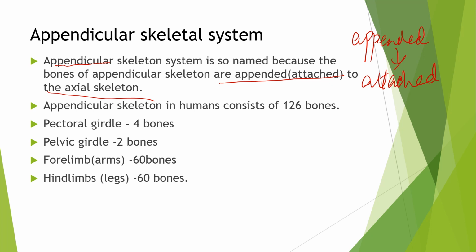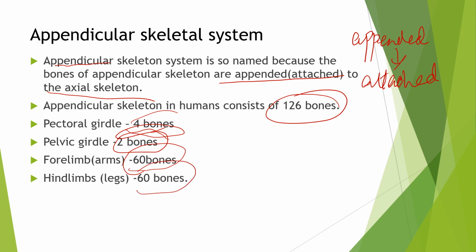So the appendicular skeletal system, mainly it consists of how many bones? It consists of 126 bones. Out of which 4 bones are of the pectoral girdle, 2 bones are of the pelvic girdle, the forelimbs or the arms have 60 bones, and the hind limbs or the legs have 60 bones. This count you should remember, or rather memorize. So total appendicular skeletal system has 126 bones: 4 in the pectoral girdle, 2 in the pelvic girdle, 60 in the forelimbs or arms, and 60 in the hind limbs or legs. Let us move on to the details of each system.